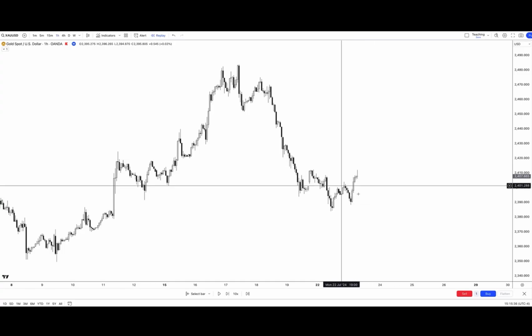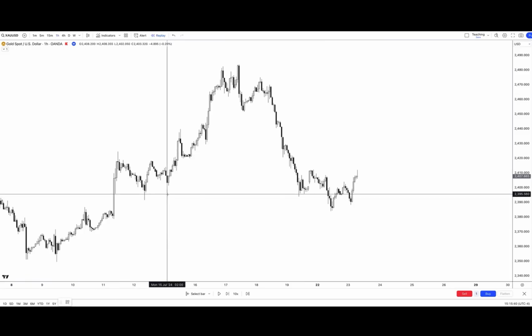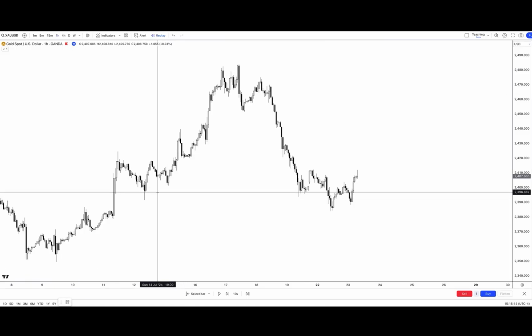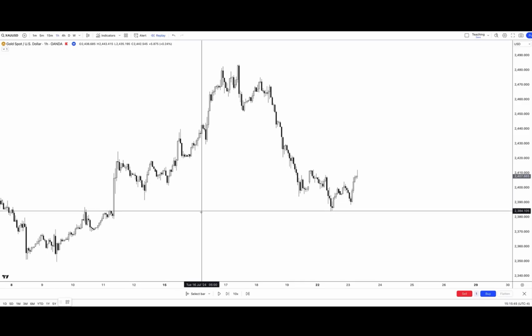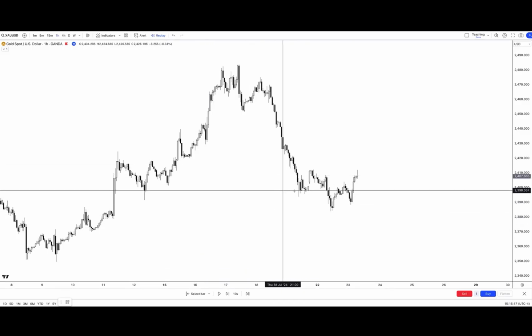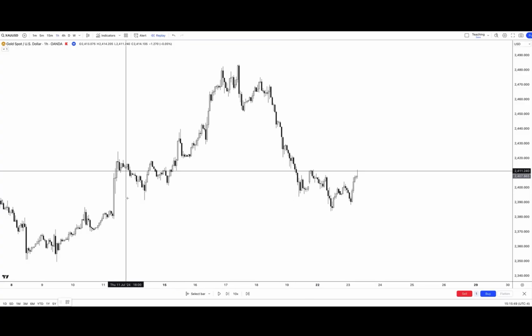I just used the replay tool to back up time a little bit so we can emulate my thought process and everything when I was in the trade and how I managed it, where I wanted to target, all the good stuff. So starting off here on the hourly time frame, what has gold done?